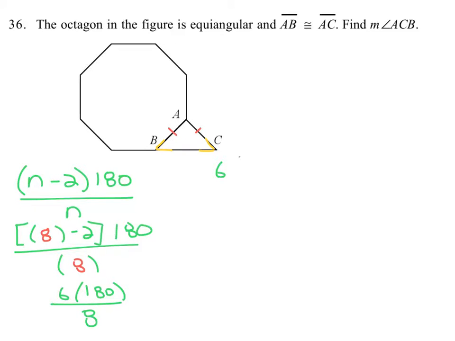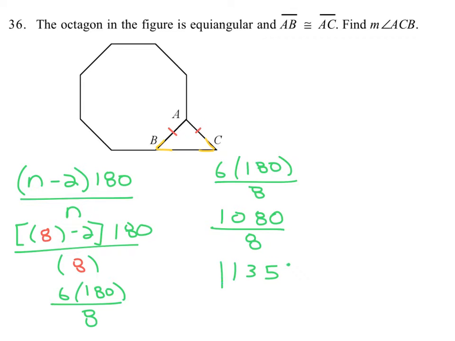Okay, I'm going to rewrite that up here. 6 times 180 all divided by 8. And let's multiply the 6 times 180. Okay, that's 1,080 divided by 8. Okay, I'm doing this in my head. 8 goes into 10 once, 2 left over, goes into 28 3 times, 5. 135 degrees for every angle here.